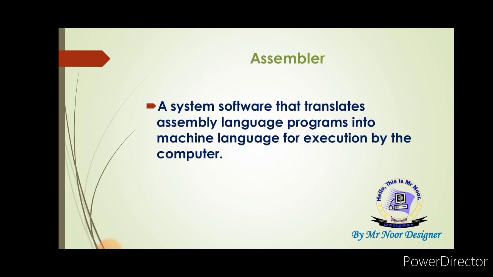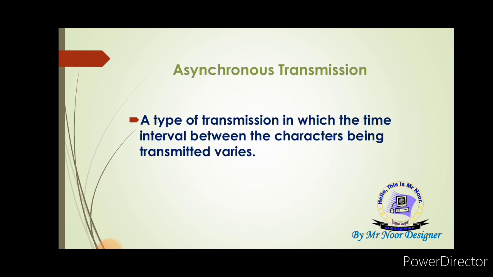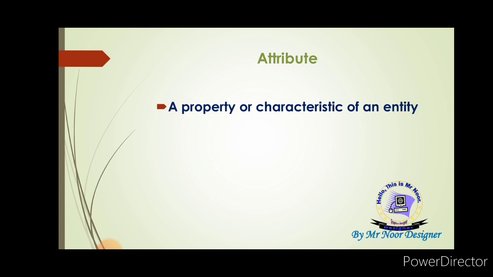Assembler. A system software that translates assembly language programs into machine language for execution by the computer. Asynchronous transmission. A type of transmission in which the time interval between the characters being transmitted varies. Attribute. A property or characteristic of an entity.